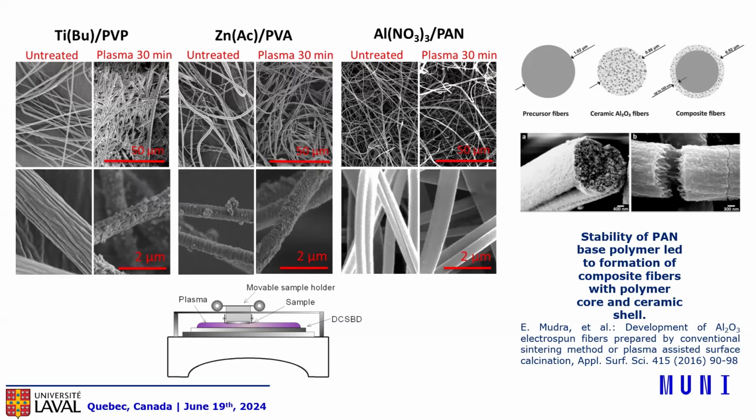For example, the stability of this PAN based polymer led to formation of composite fibers with a polymer core and ceramic shell. It was really, really interesting that we prepared flexible nanofibers due to this polymer core, but with the properties of ceramic nanofibers due to that shell. Also, it was published in this paper.